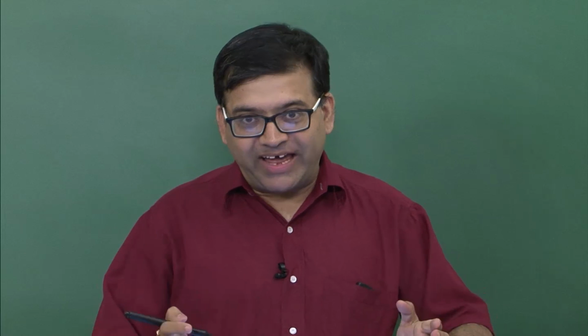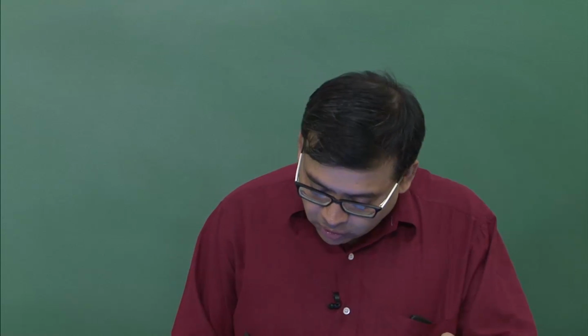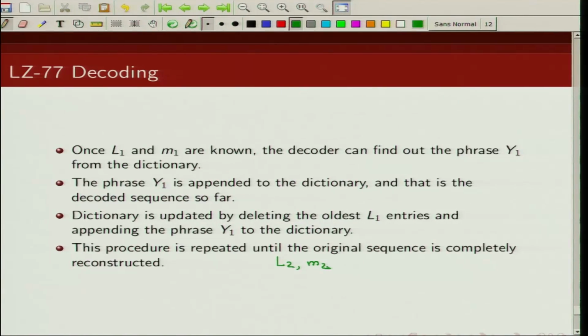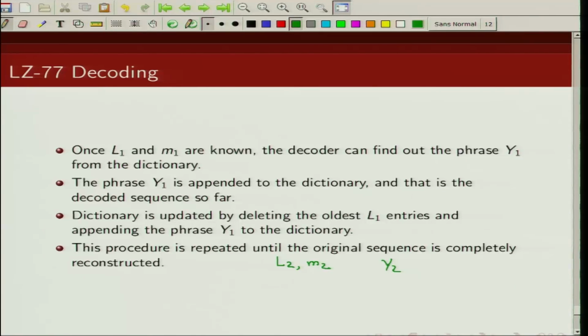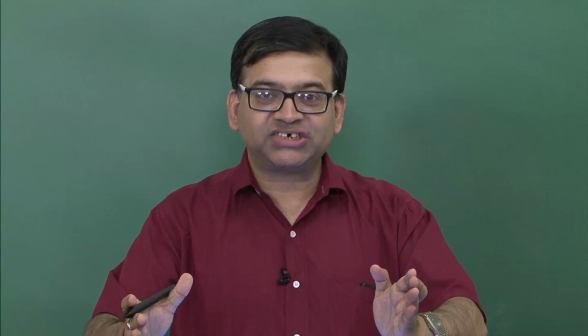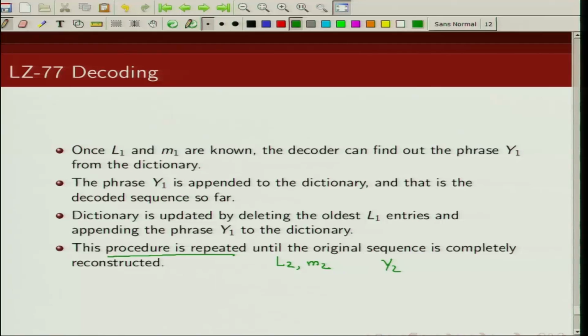Now I have my dictionary. I'll again repeat this process to find out what my L2 and M2 are. Once I find L2 and M2, I'm going to find the string Y2 of length L2 from my new dictionary, add this string Y2 to my dictionary and remove the oldest L2 entries. So that will be my new dictionary. Then again I'll decode L3 and M3, find the new string Y3 from the dictionary, add it to my dictionary and remove the oldest L3 entries. This procedure is repeated until the original sequence is completely reconstructed. Since these matches happened from the dictionary, I know exactly what those strings were.